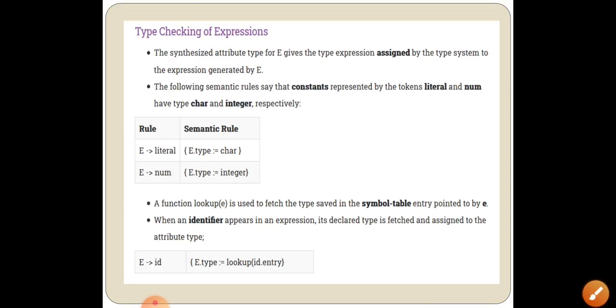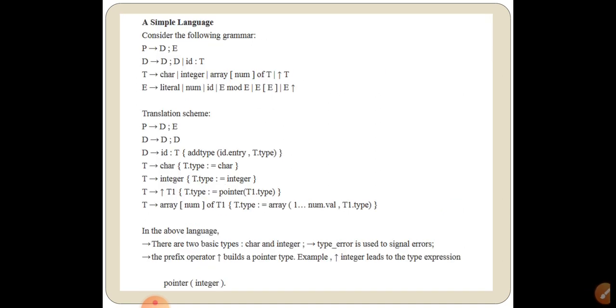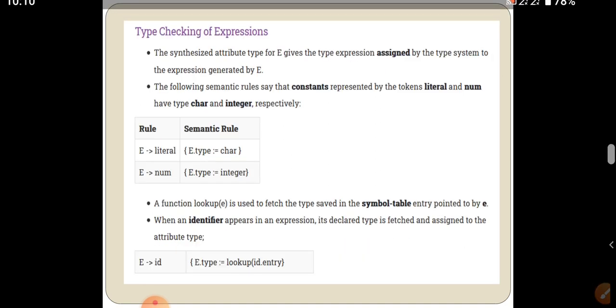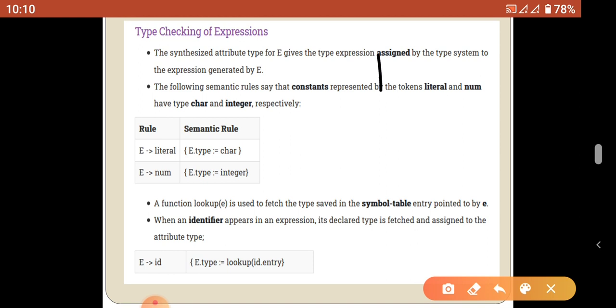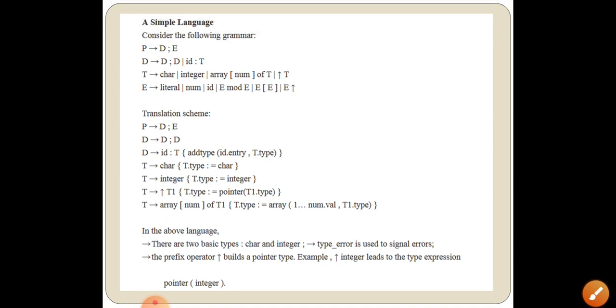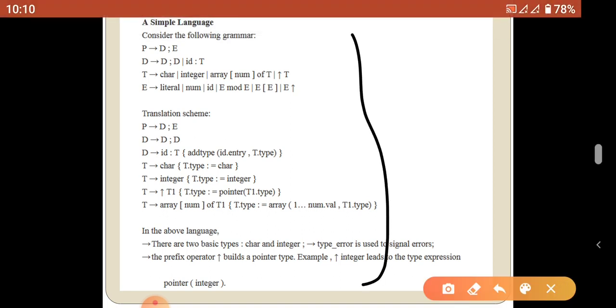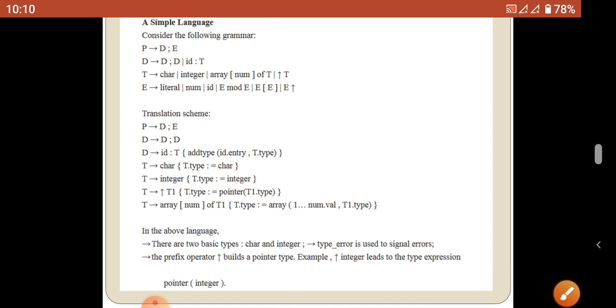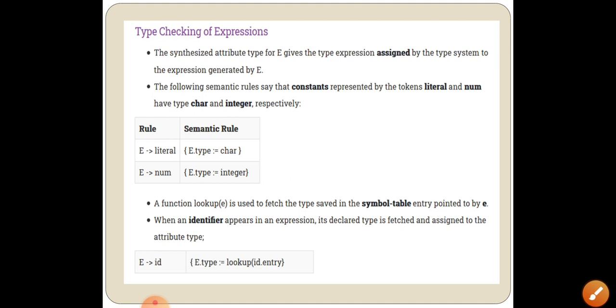Next we are going to discuss type checking. Here we are checking first. Already we discussed, in the previous slide, how we are going to create a CFG and how we are going to frame a translation scheme for a simple language for only two data types. In this slide we are going to discuss how to validate the data type of the expression.